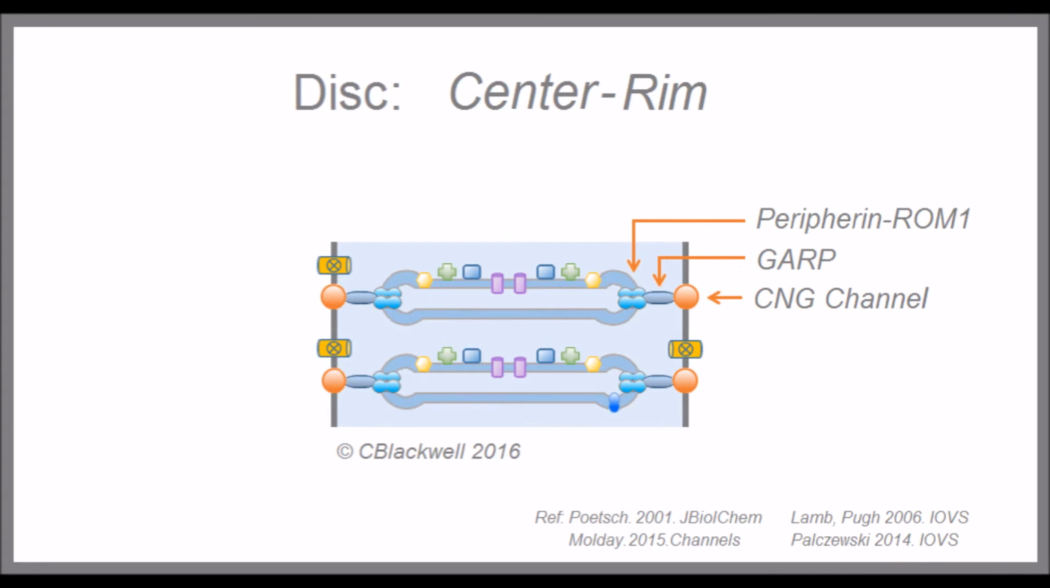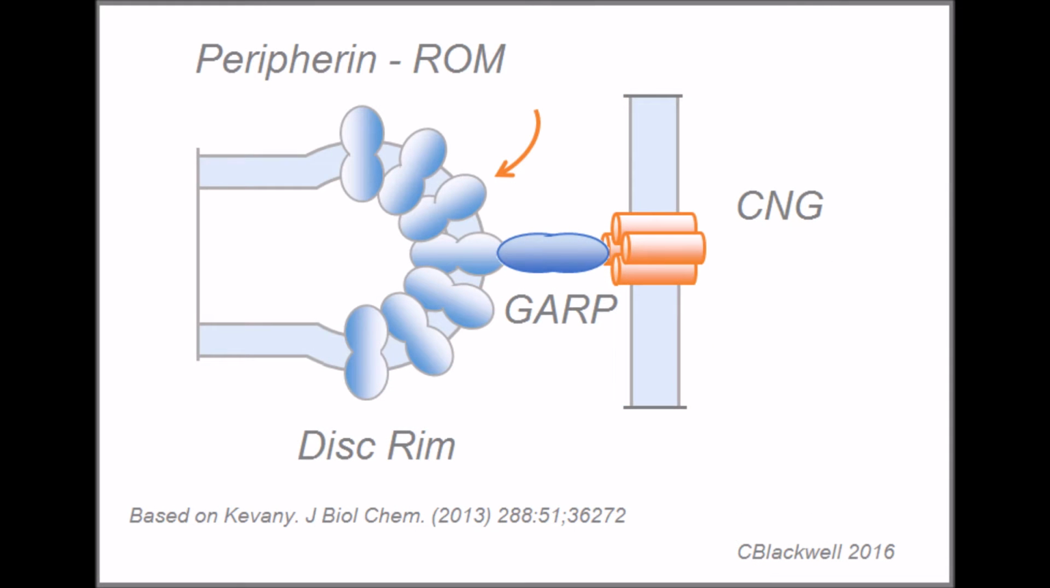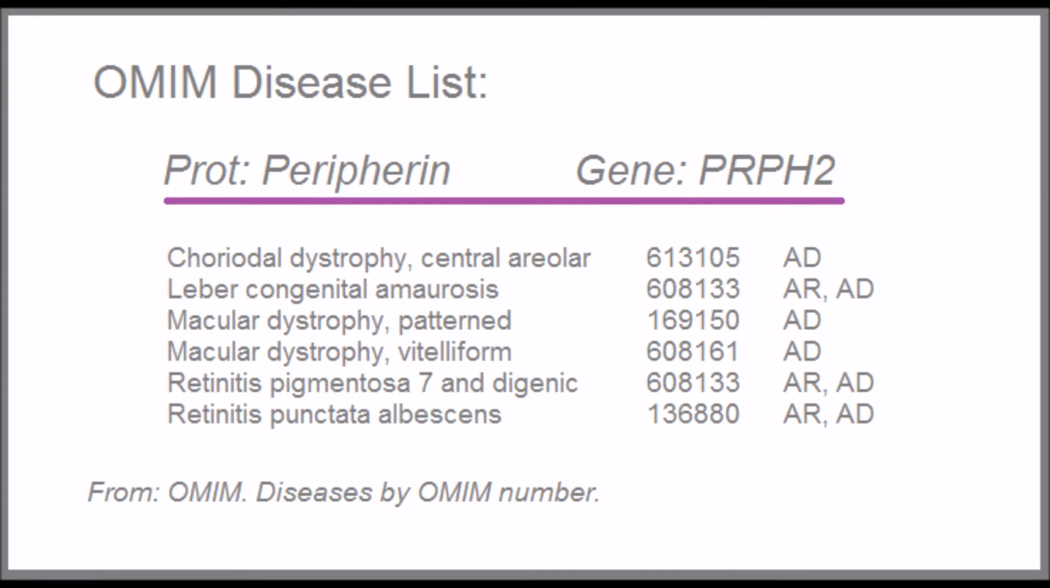This wider view shows the peripherin-ROM complex is important for creating and stabilizing the end of the disc. It also connects to a GARP protein, which in turn connects to the CNG channel in the plasma membrane, thus establishing disc spacing. This is the OMIM list of the multiple retinal problems that result from PRPH defects. If you want to look this up, the gene name is PRPH2, not to be confused with PRPH.